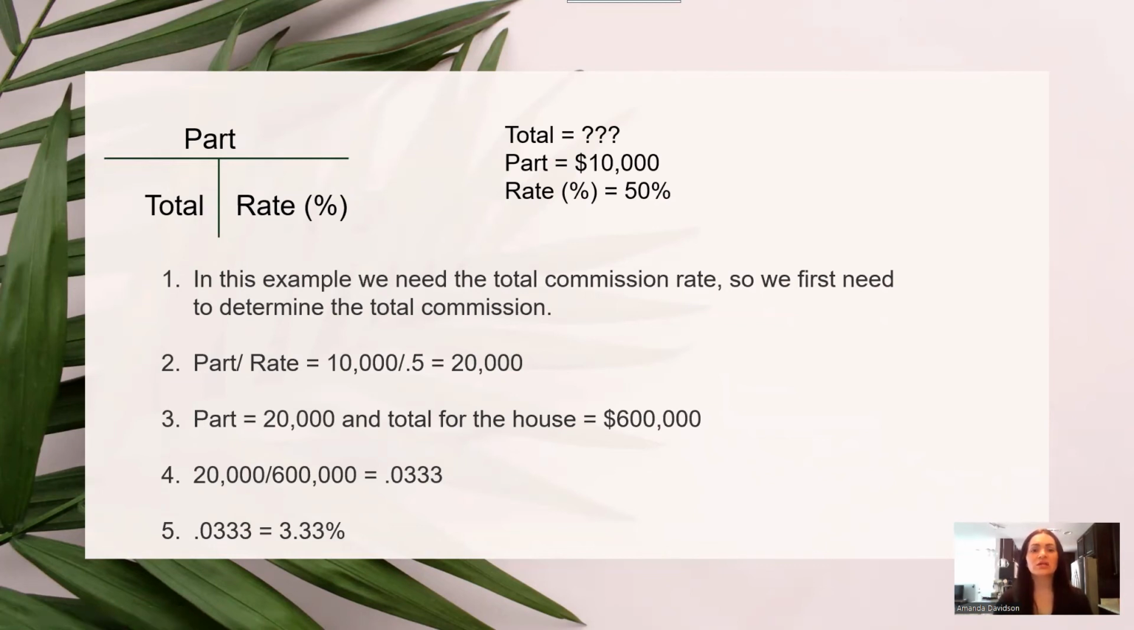So in this one, we need the total commission rate. We only have a part right now. So our first step is going to be determining what was the total commission. So we know that 10,000 was part of the commission. We know that it was half of it. So that's the rate, 50%. So again, we're coming up here, always going back to our formula. We've got part 10,000, rate 0.5, and that equals $20,000.